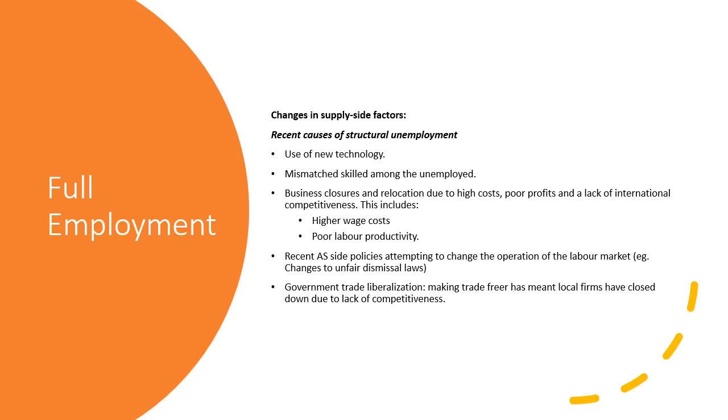There's also been government trade liberalisation, which is about making freer trade, which often means that local businesses end up closing down because they can't compete with international businesses that are more competitive and can produce at a lower cost. Kind of goes back to the example I made earlier that we don't grow rice in Australia. We don't because parts of Asia grow rice far more efficiently than we do, so there is no point in us producing it ourselves.